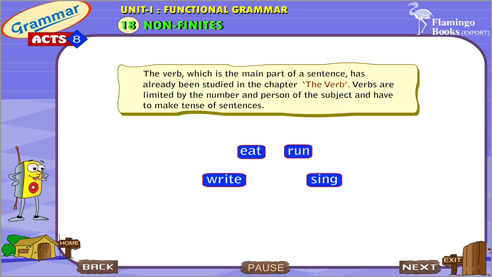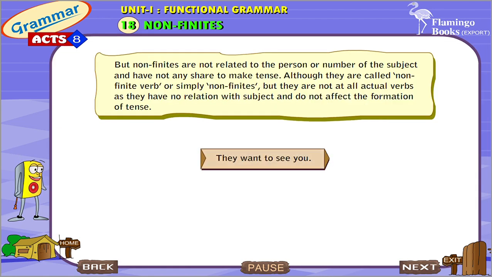Chapter 18. Non-finites. The verb, which is the main part of a sentence, has already been studied in the chapter The Verb. Verbs are limited by the number and person of the subject and have to make tense of sentences. But non-finites are not related to the person or number of the subject and have no share in making tense. Although they are called non-finite verbs or simply non-finites, they are not actual verbs, as they have no relation with the subject and do not affect the formation of tense.